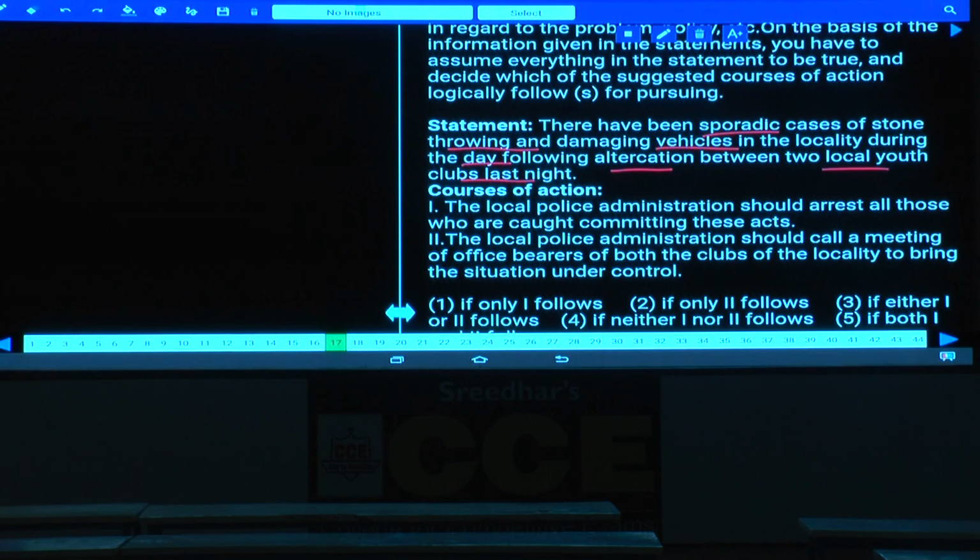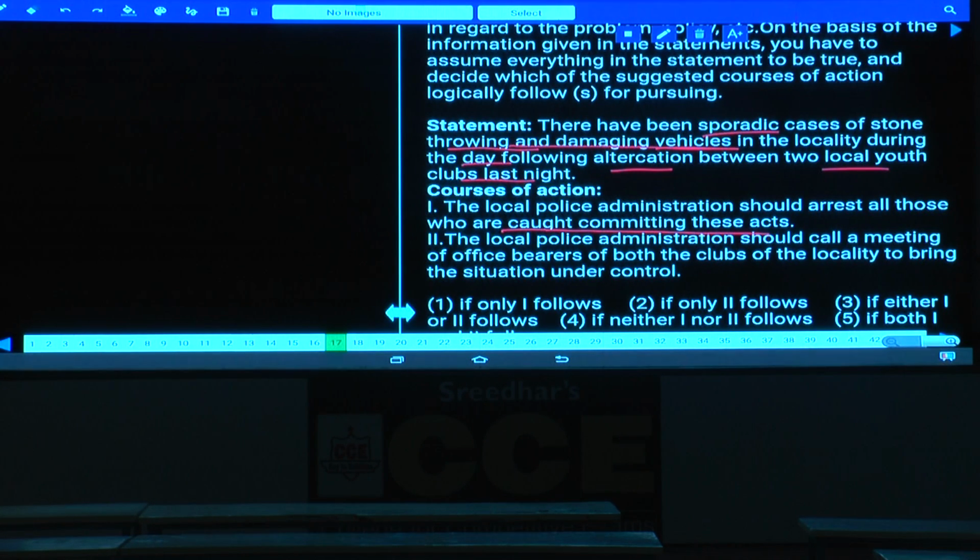Then what is the first course of action here? What should be the final result here? This stone throwing and damaging should be controlled. The local police administration should arrest all those who are caught committing these acts. Tell me, by implementing this one, can we stop this or not? What should be stopped here?